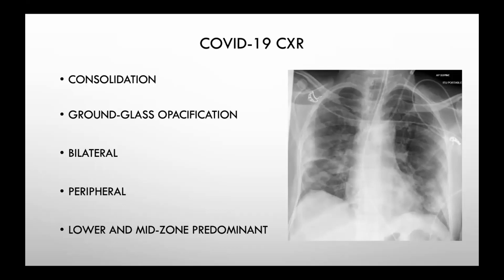But because we're so used to interpreting both chest x-rays and the CTs, and what they look like and what they correspond to, I think we're getting better at calling it on chest x-rays, but that's not something that's expected of the shop floor clinician. The changes are usually bilateral. That's about 75% of the time, but you can get unilateral changes. Typically they're peripheral and it's lower and mid-zone predominant.